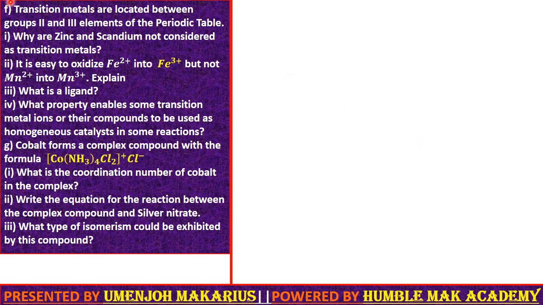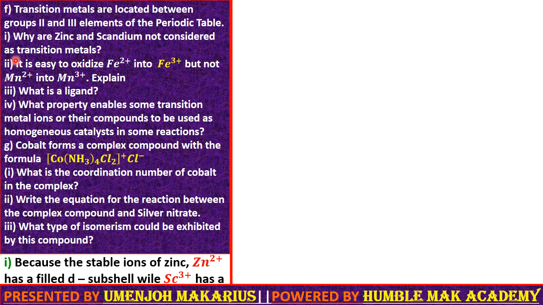Now the last part is saying that transition metals are located between group 2 and group 3 elements of the periodic table. Why are zinc and scandium not considered as transition metals? Okay guys, let's go straight to the point. The reason is that the stable ion of zinc, Zn2+, has a filled d subshell, while Sc3+ has an empty d subshell. So in that case, guys, the two of them are d block elements, yes, but they are not transition elements. Great. This is the reason.